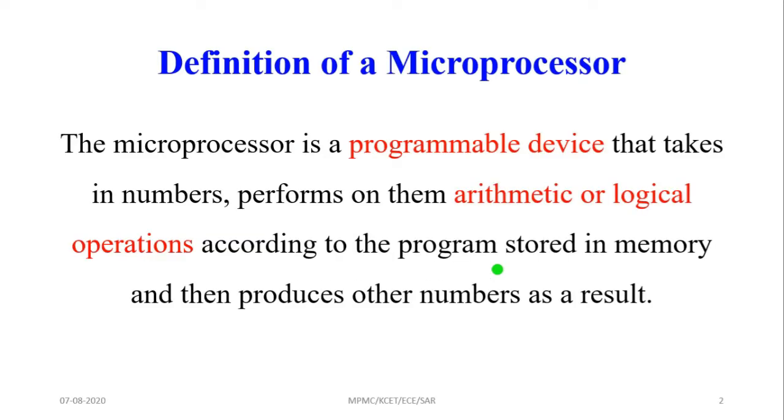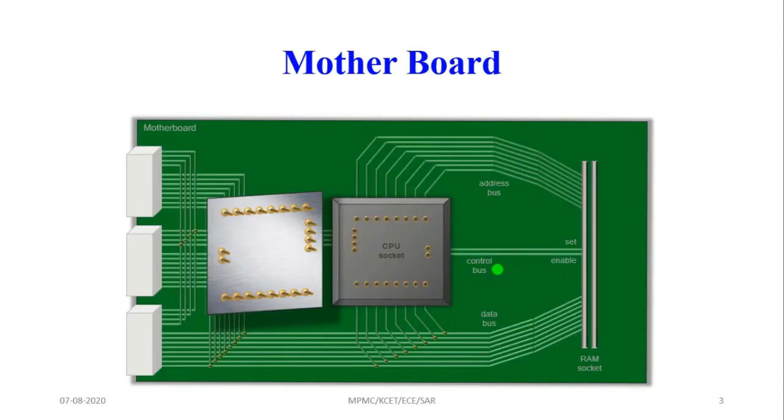The microprocessor is a programmable device that takes in numbers, performs arithmetic and logical operations according to the program stored in the memory, and then produces other numbers as a result. Simply put, the microprocessor is a programmable device. It can perform arithmetic and logical operations according to the program. In a microprocessor, the numbers are in the form of zeros and ones. Okay, next, how the microprocessor or CPU fits in the motherboard.